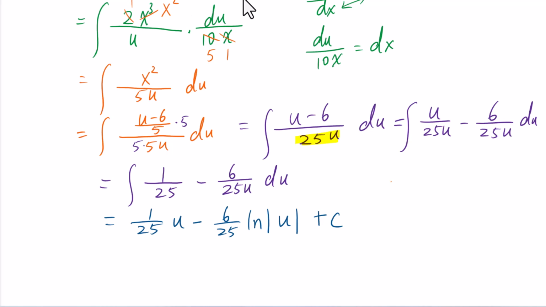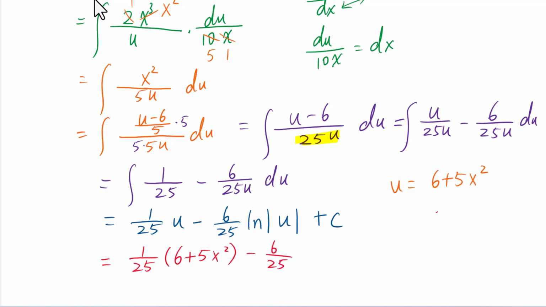We know u equals 6 plus 5x squared. Final answer: 1 over 25 times (6 plus 5x squared) minus 6 over 25 natural log of absolute value of 6 plus 5x squared plus c.